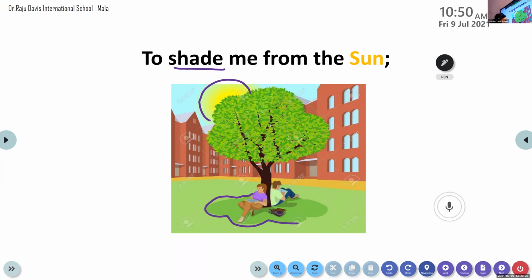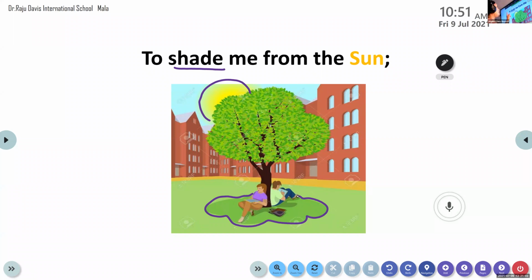And observe this here on the ground, which looks like the tree, right? Have you heard the word shadow? Yes. So this is nothing but the shadow of the tree. When we go out in the sun, we can see our shadow. Have you ever tried to observe that? Try to do that next time you go out in the sun. Try to look at your own shadow or somebody else's shadow. Will you do that?